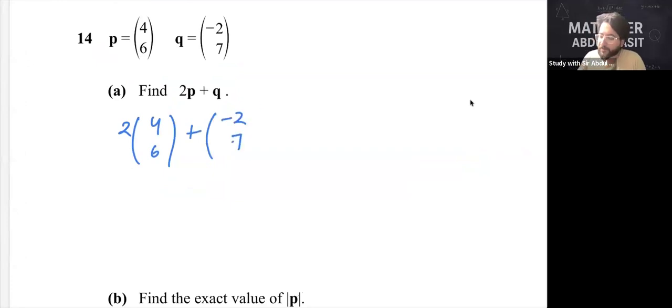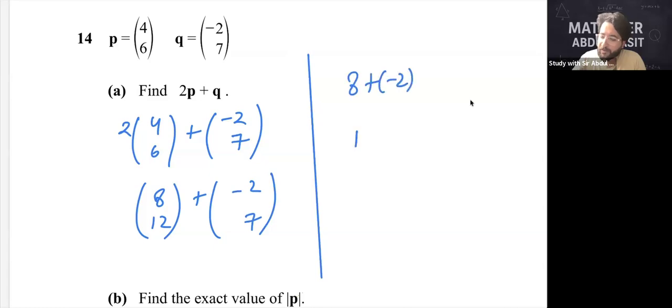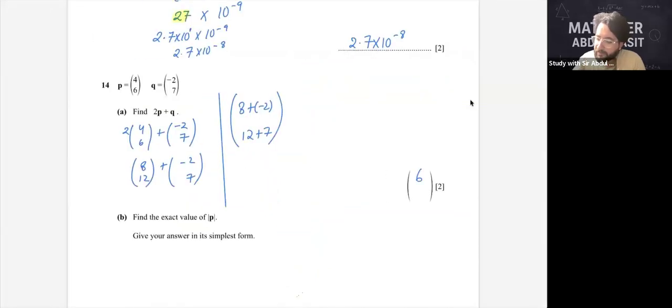Let me discuss a common mistake. Students write a fraction sign. It's not a fraction, okay? Do not write fractions. It is a vector. So multiply 2 inside. So 2 4s are 8, 2 6s are 12, bracket plus minus 2 and 7. Take extra steps, make a line, separate a space. So it would be 8 plus minus 2 and this is 12 plus 7. Close it in a big bracket. 8 minus 2 is 6 and 12 plus 7 is 19.